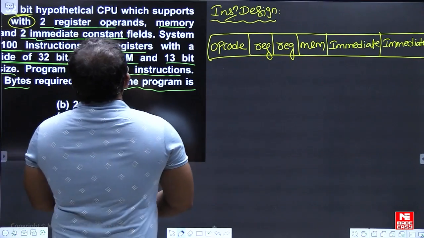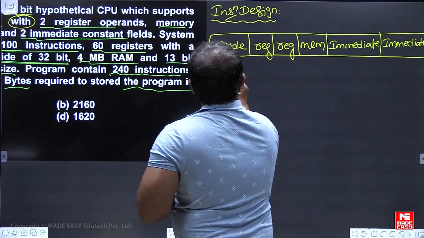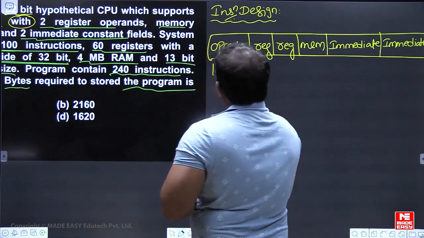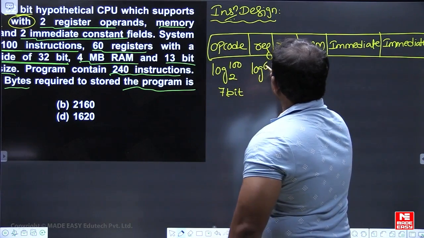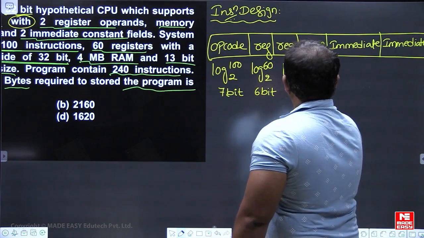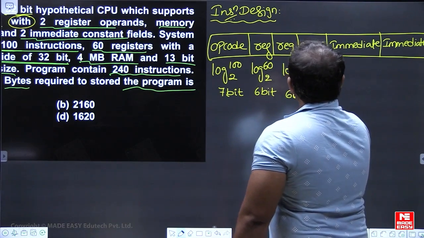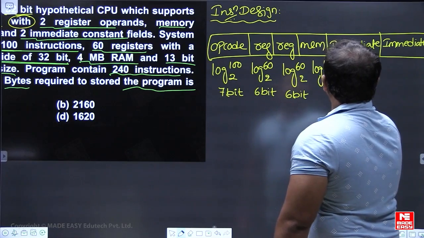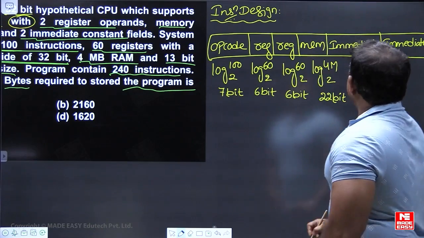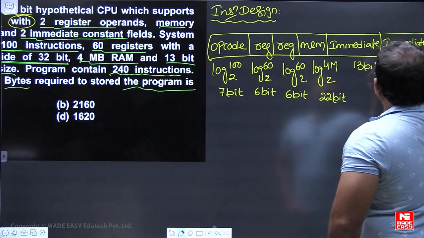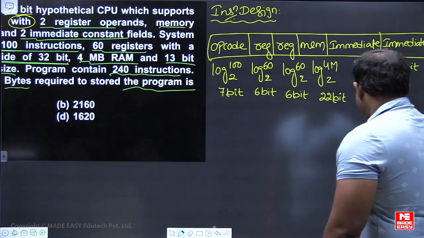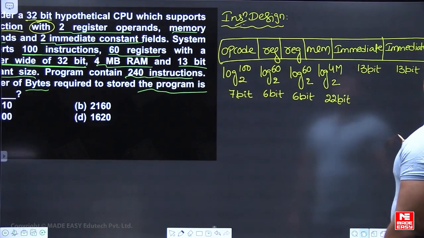Clear? Now, system supports 100 instructions. So log 100 base 2 means 7-bit opcode is there. Then number of registers 60. Log 60 base 2, that is 6-bit address. Again log 60 base 2, that is 6-bit address. Then memory: log 4 mega cells base 2, this is 22-bit address. Is it okay? 4 is 2 power 2, mega is 2 power 20. Then 13-bit immediate field. So each constant is represented with 13-bit size. This is the instruction format according to the question.